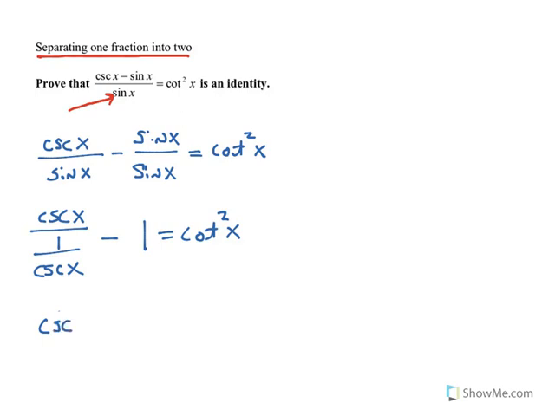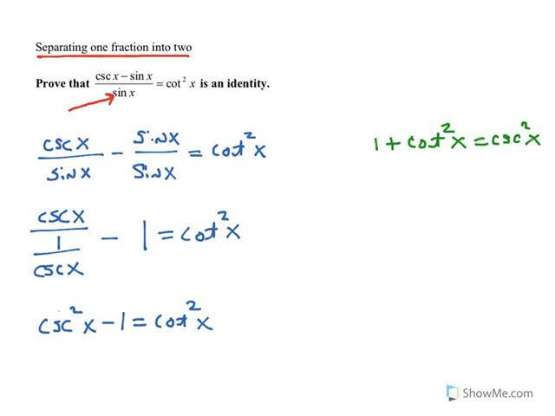My mouse is not cooperating with me today. So there's cosecant squared minus 1 equals cotangent squared. And this has kind of the parts and pieces of one of our Pythagorean identities. So we know 1 plus cotangent squared is equal to cosecant squared.